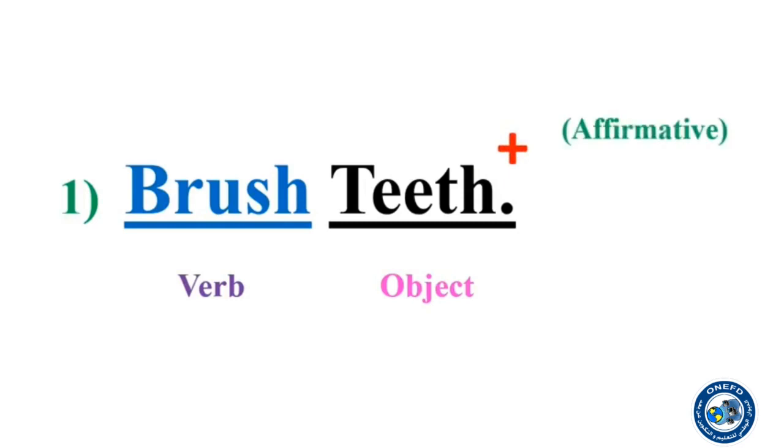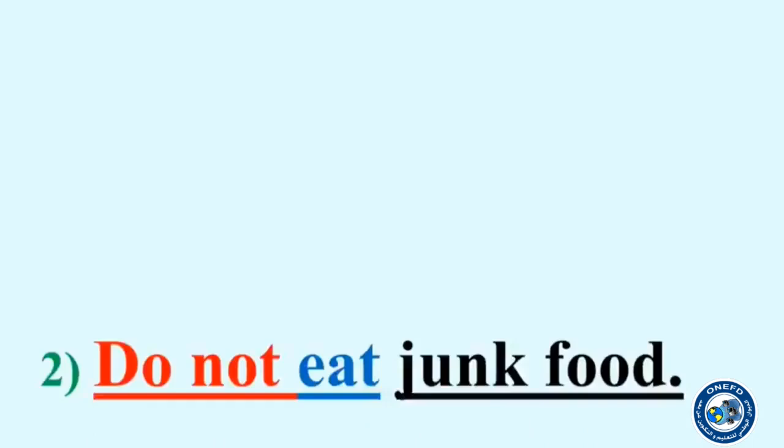Its form is affirmative. It is an affirmative sentence. As you can see, dear pupils, in this sentence there is no subject. No subject. This sentence starts directly with a verb plus an object and ends with a full stop.